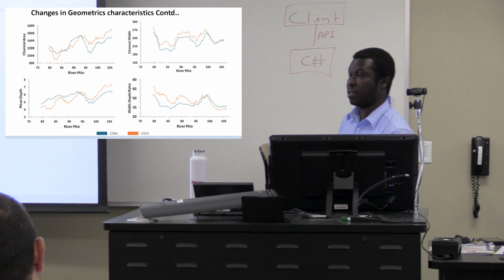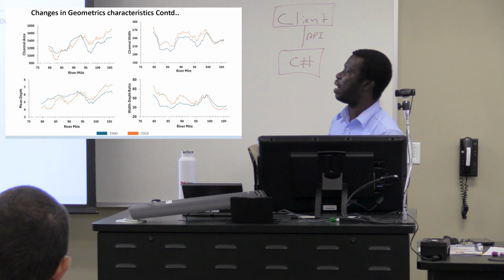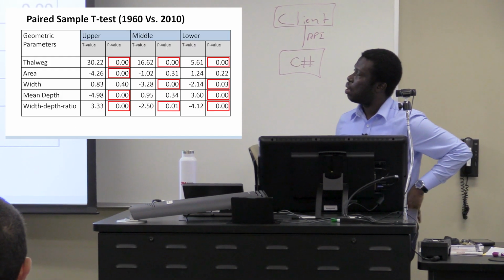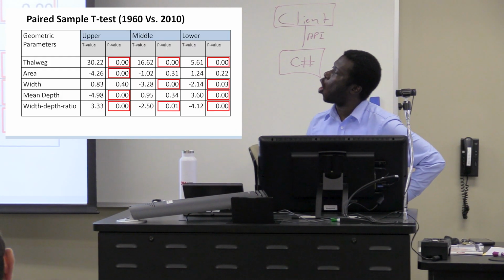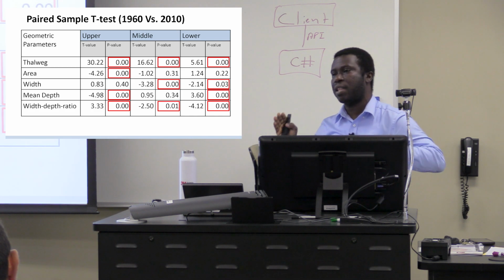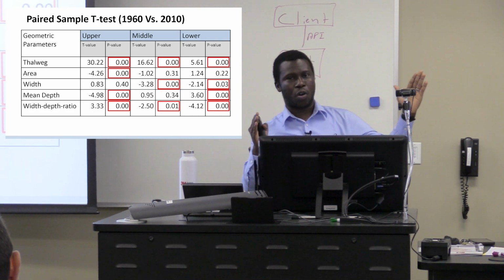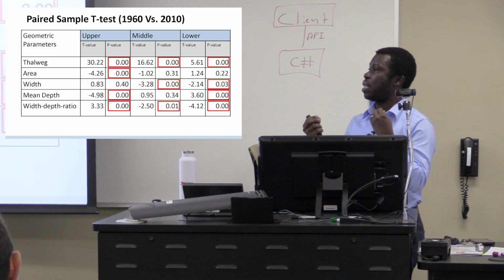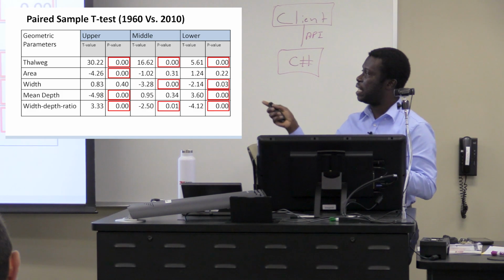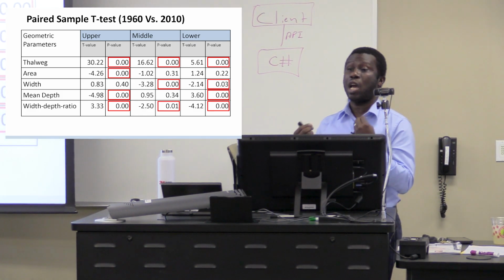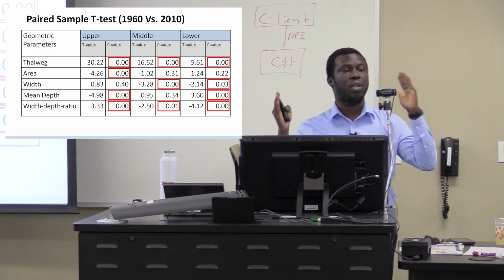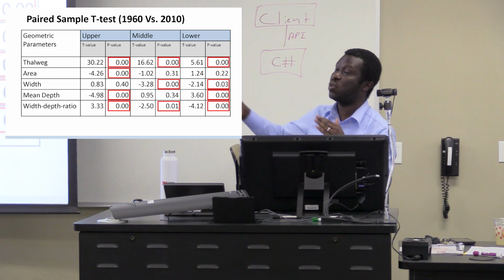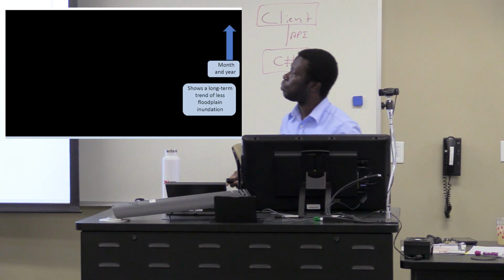And of course, the mean depth, the closer it is to the dam, the deeper the channel, and also changes in width-depth ratio. So when you look through all the geometric properties, you see that there is a significant change between those two periods. Just a few instances didn't show a significant difference, but indeed most of the geometric properties are showing significant difference between those two periods when we look at it upper, middle, and lower course of the channel.